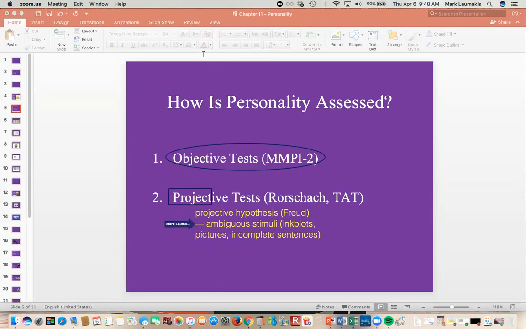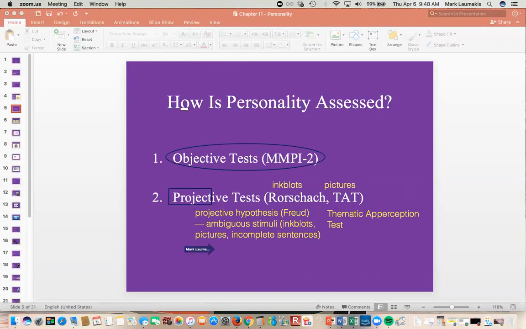So there are some famous projective tests. The Rorschach is the one that uses the ink blots. The TAT is the one that uses the pictures. TAT stands for Thematic Apperception Test, if you're dying to know what that stands for. I've got a separate slide on that one that we'll look at in just a couple of minutes. Okay, so the Thematic Apperception Test as well.